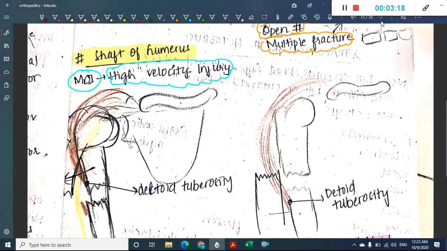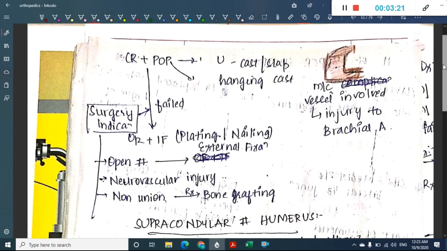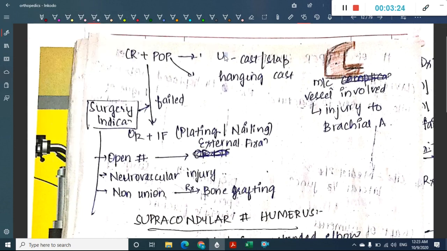Next, how do you put a plaster of Paris application? Which cast do you put? You can put U slab or U cast, and you can also put a hanging cast in this situation. We have seen the most common nerve is radial nerve. If you were asked what is the most common vessel involved, injury to brachial artery is the most common vessel involved. If this closed reduction and plaster of Paris application fails, then what should you do? Definitely you should go to open reduction and internal fixation, with either plating or surgical nail fixation.